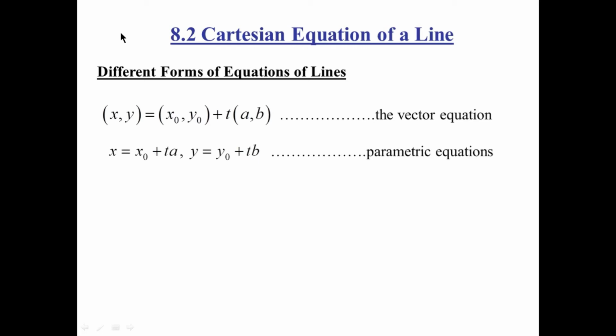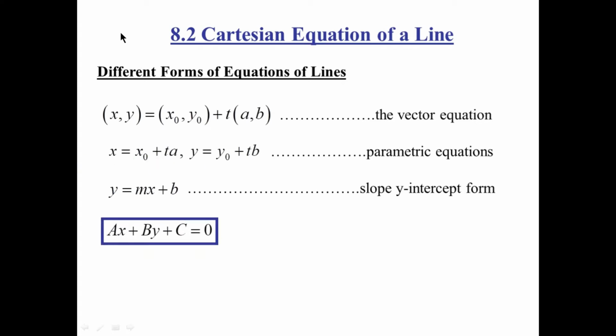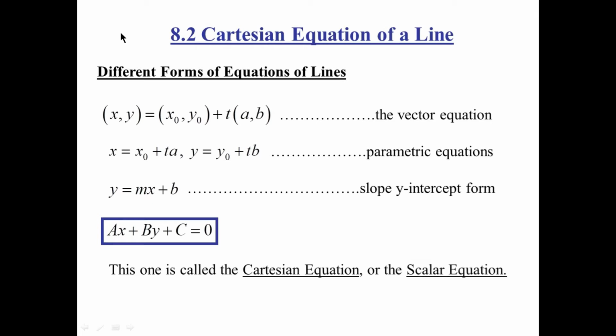In grade 9, we learned the slope y-intercept equation of the line. And today we're going to focus on that other form that you did in grade 9. It was called the general equation of the line, but it's got a different name. This is called the Cartesian equation, ax plus by plus c equals 0. Some call it the scalar equation. This will be the focus of today.